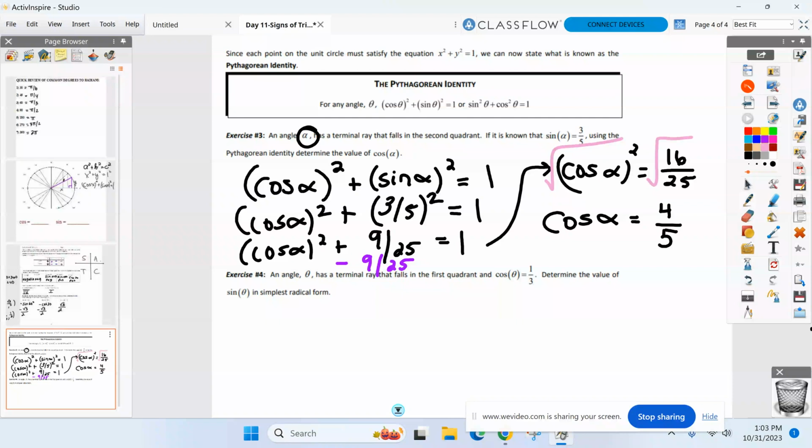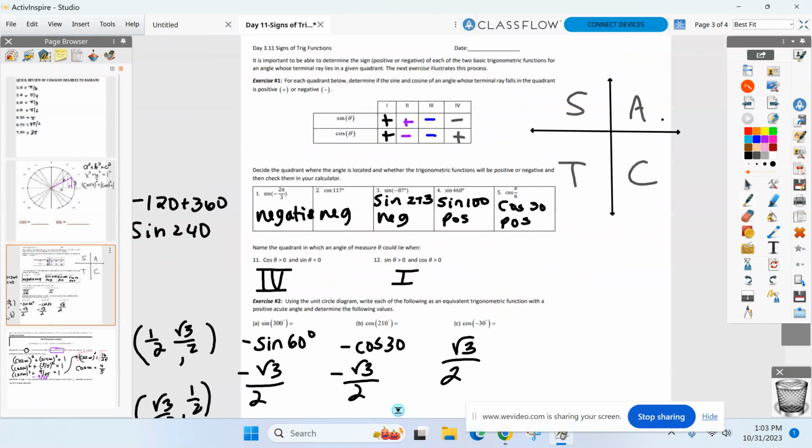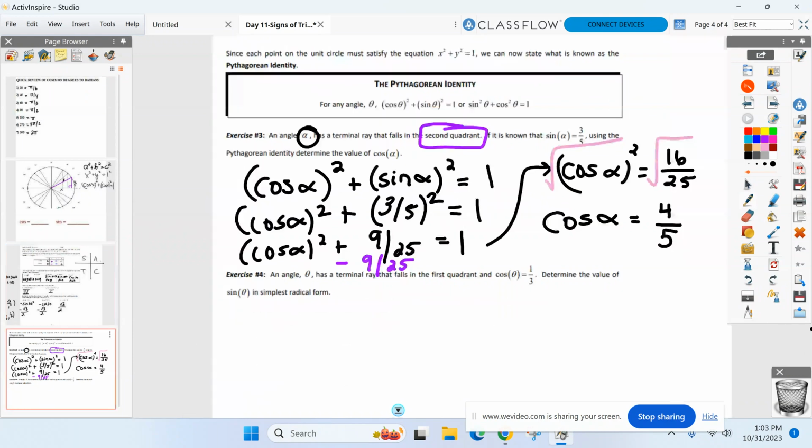Let's go. This is why I asked you at the beginning: what quadrant were we in? What did we just find? What do you know about cosine in the second quadrant? It's negative, so we've got to watch out for that. So my answer should be -4/5. We just have to pay attention to what quadrant we're in and what we're finding.